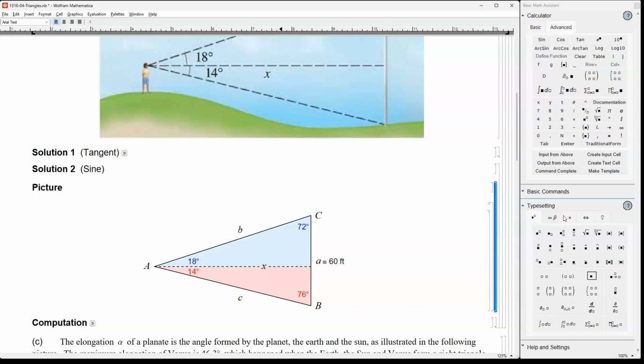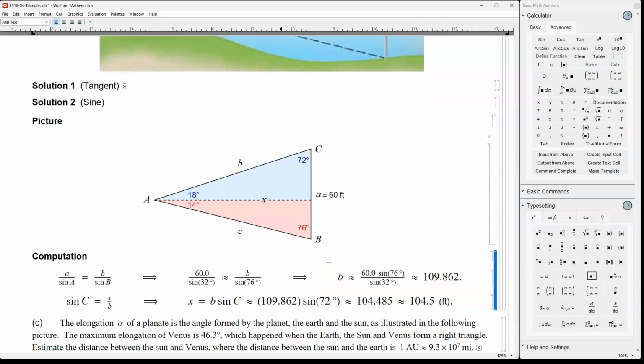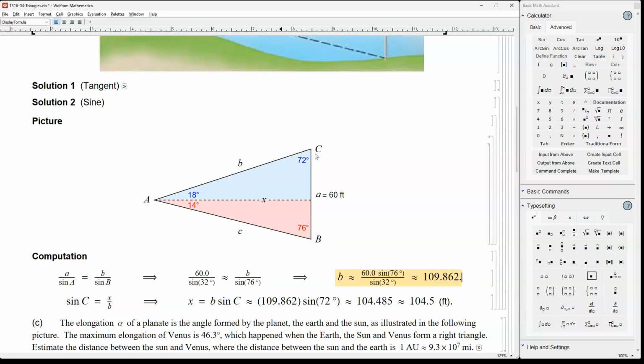Yeah, this is a typical law of sines. So law of sines, a over sine A is b over sine B. I don't have to use C. Let's just focus upon B. Plug in numbers and solve for b, as we did before. Flip the sine of 76 degrees to the other side. That's what you're going to get. 109.862 feet, approximately. Okay, alright. We got this b, the hypotenuse.